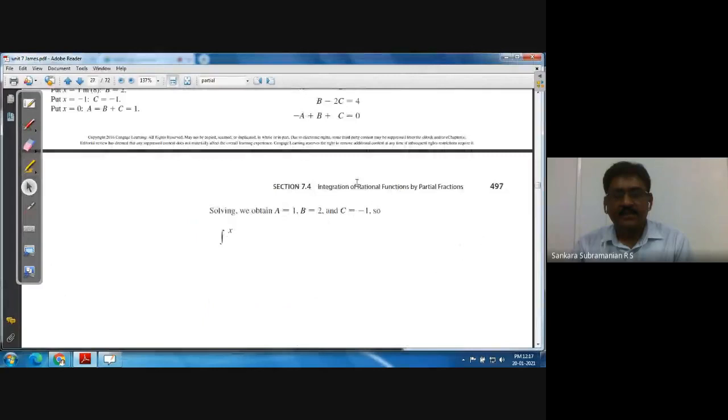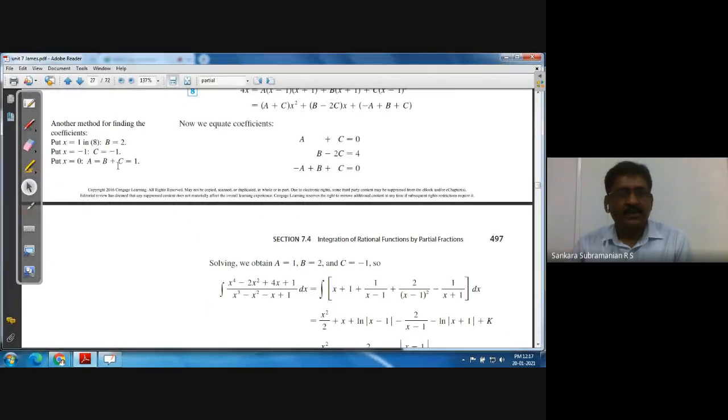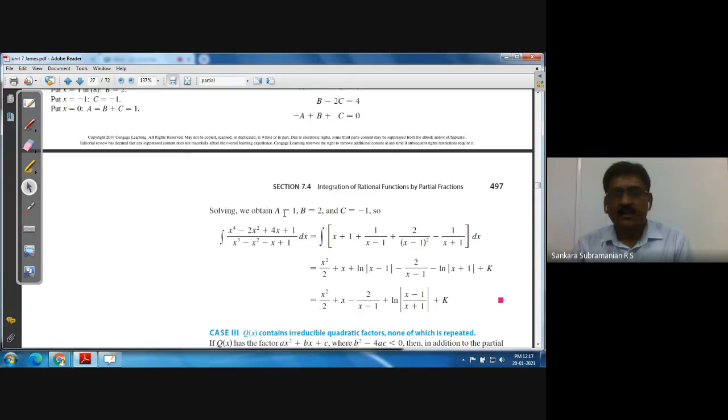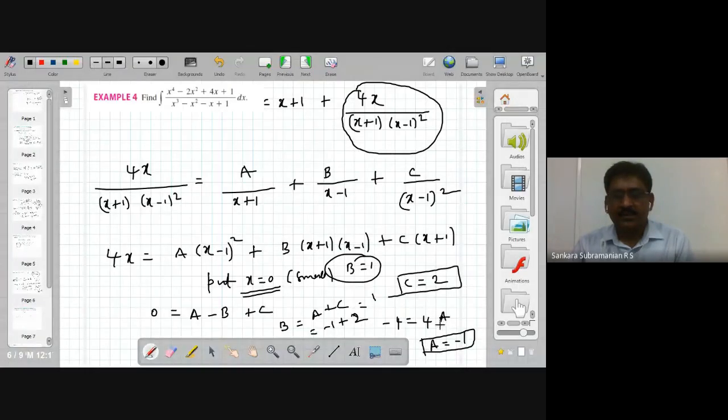Okay, fine. I hope the values are clear. What are the values of A, B, C? Yes, it is 1, 2 and minus 1. So we have put the values 1, 2 and minus 1, but the numbers have changed, so you have to proceed further for partial fraction.